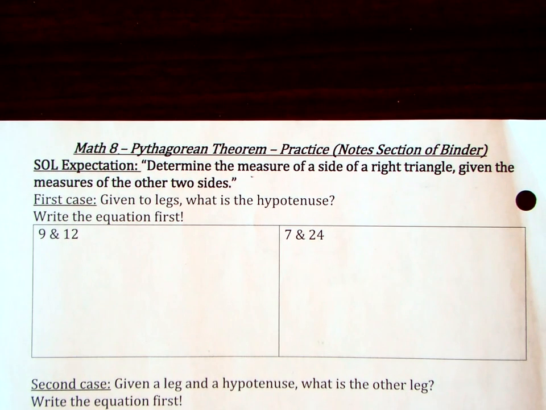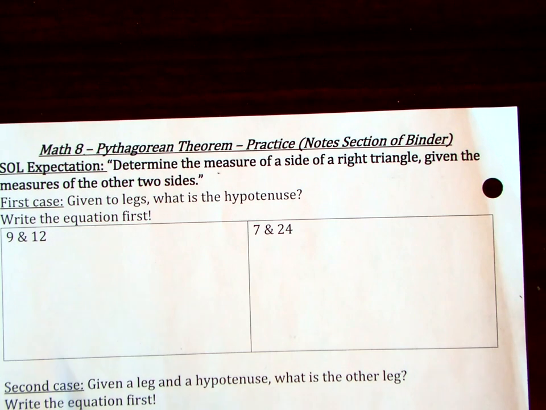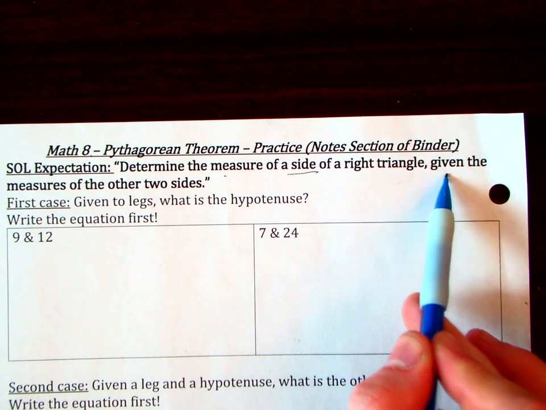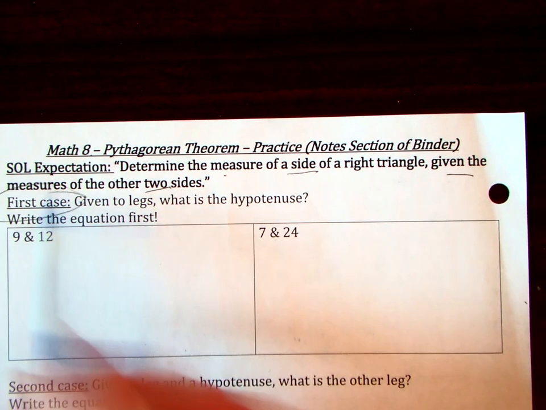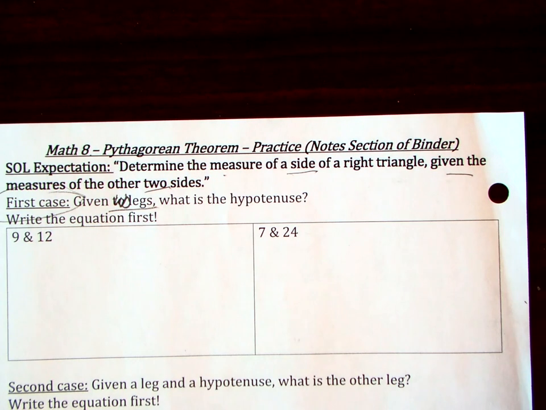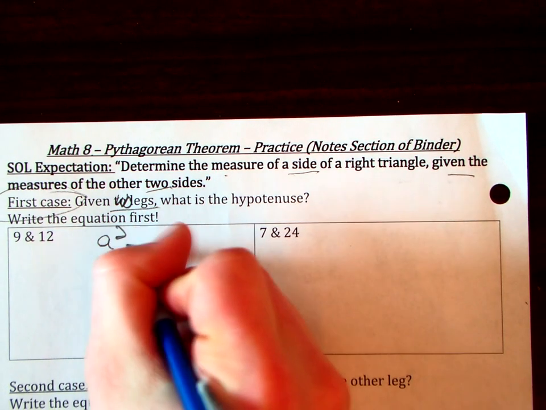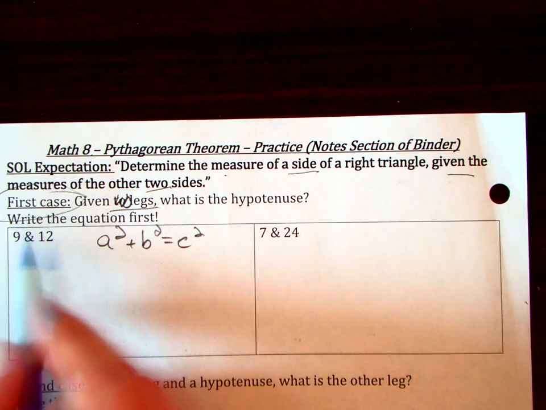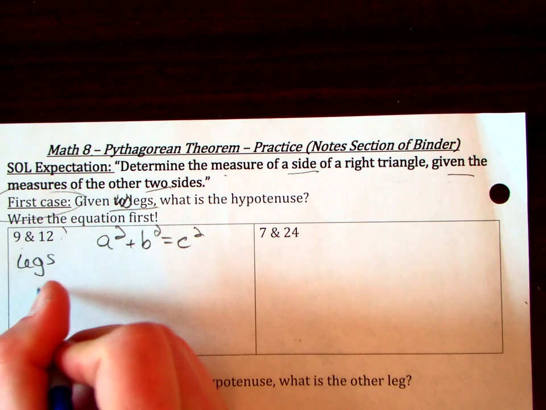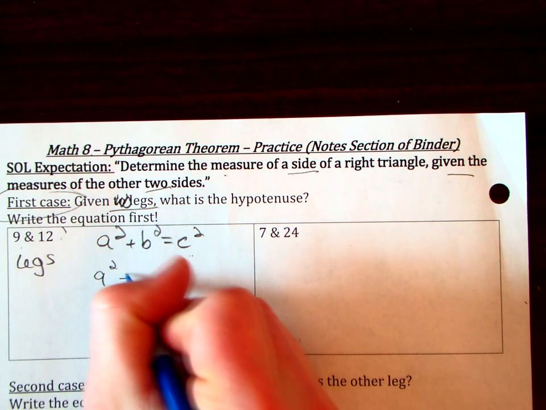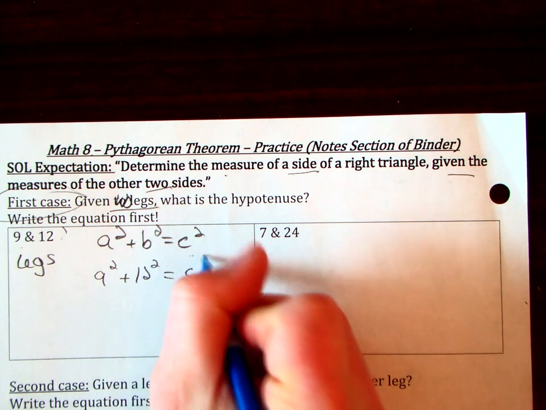So now flip it to the back. It says a different expectation: determine the measure of a side given 2 of the other sides. So first case, given 2 legs, what is the hypotenuse? So again, a squared plus b squared equals c squared. Plug in those values. These are legs, and we're looking for the hypotenuse. So we're going to have 9 squared plus 12 squared equals c squared.